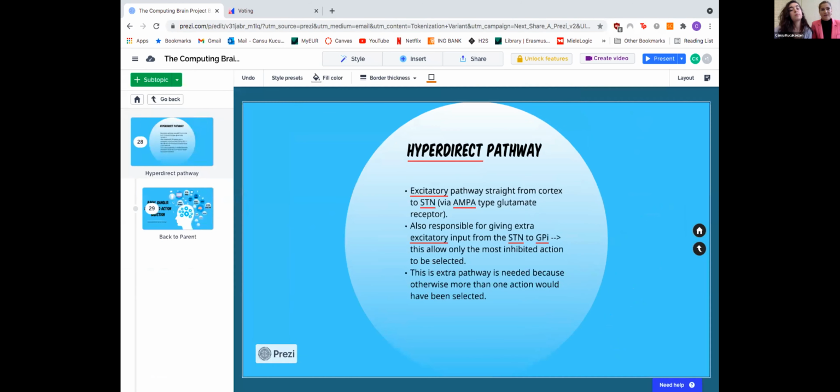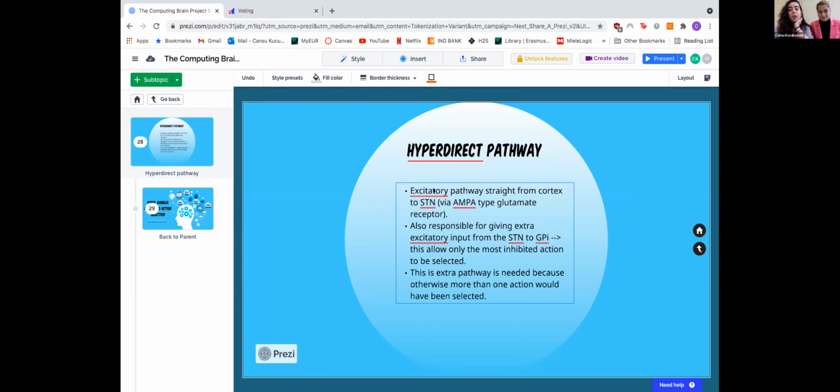Okay, and then we have an extra pathway, because I just told you that the GPI gets connection from the striatum D1 via the direct pathway, and from the STN via the indirect pathway. You can see it in the image we sent you. But if it gets inhibitory connection from the direct pathway from the striatum D1 and it gets excitatory connection from the STN, it doesn't know what to do. It's indecisive. So that's where the hyperdirect pathway steps in, and it gets extra excitatory information.